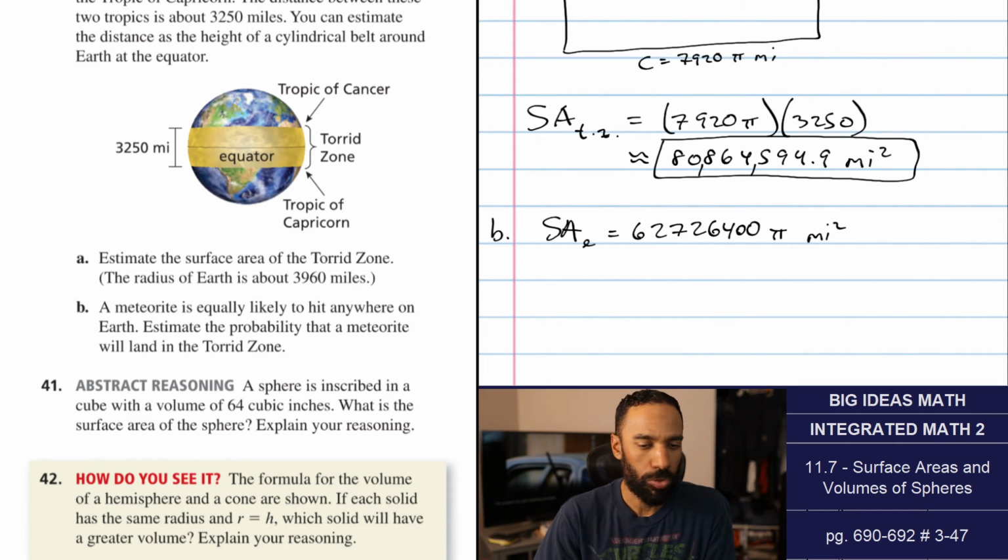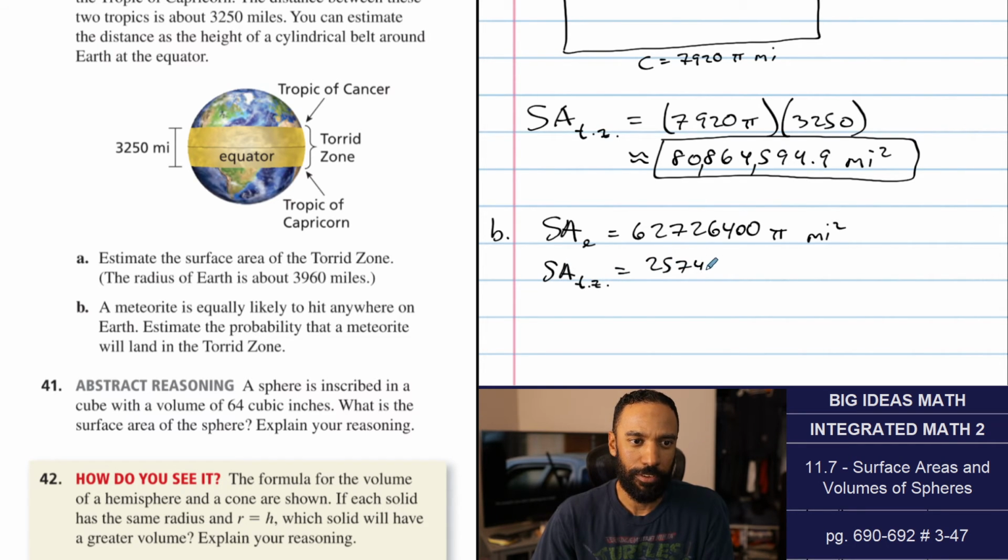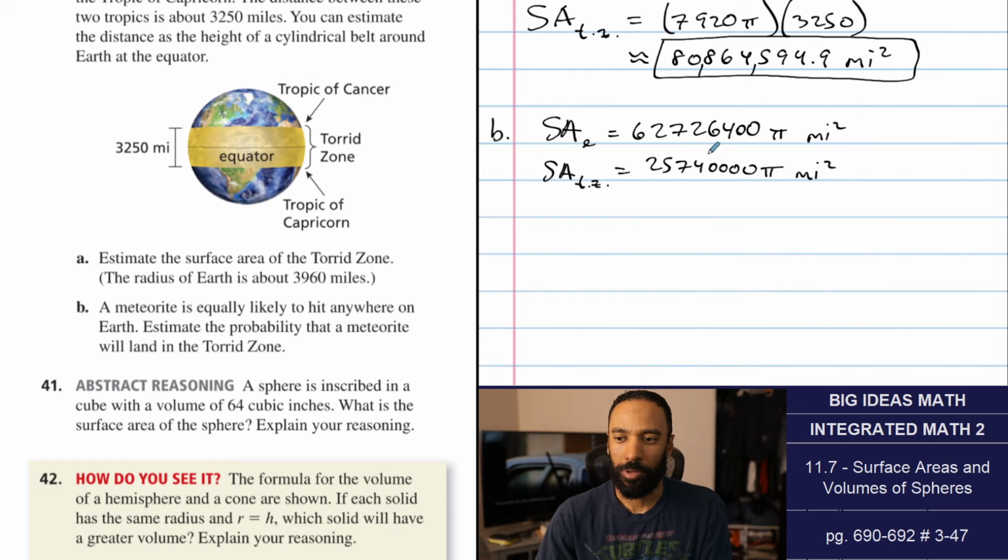7920 times 3250, just to get it in terms of pi. So this other one, the torrid zone, which I probably could have written above, but now I actually got to use it. 257,400 pi square miles. So that's in terms of pi. So I'm going to divide this by the surface area of the entire Earth.